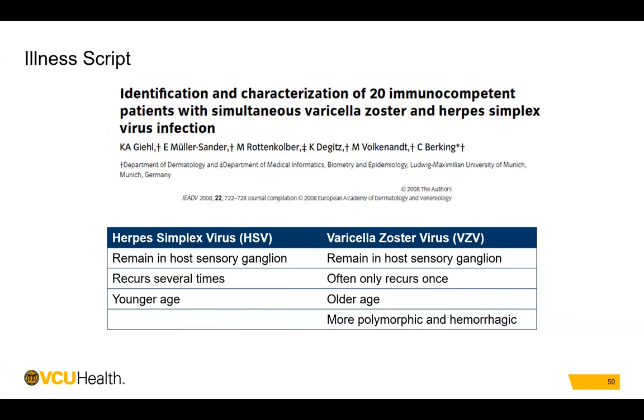The other confusing thing is the presentation doesn't really fit with what I have in my drawer of illness scripts for herpes simplex and varicella zoster. We typically expect a dermatomal distribution, face, genitals, et cetera, being involved. Herpes simplex tends to occur in a younger age and recur several times. We didn't get that history. That could be there. Varicella zoster, typically our older patients, the description of the varicella zoster rash or the typical presentation seems to fit a little bit more with the rash that we have.